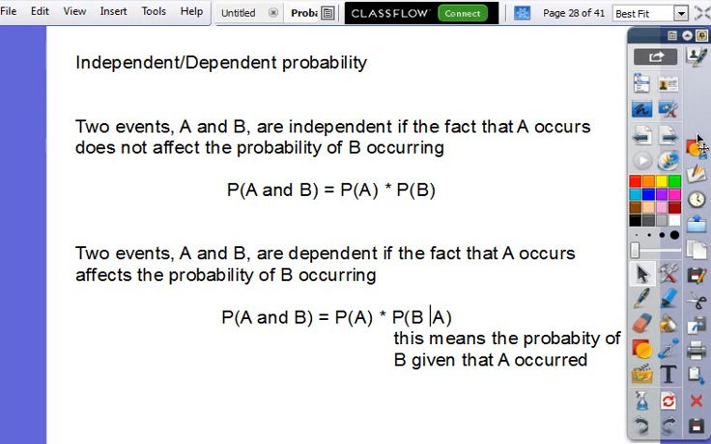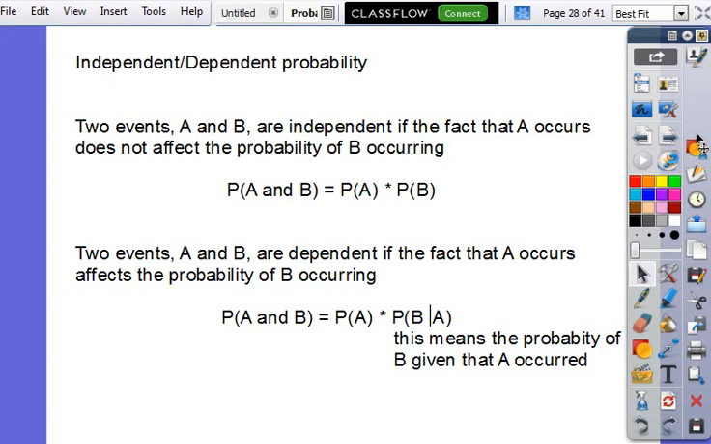All right, if I had the cards and I said I'm going to pick a club and then another club, but when I take the first one out, I'm not going to replace it. That's going to change things. So what happens the first time is going to affect what happens the second time. And when we get to the problems, it'll make a little bit more sense.